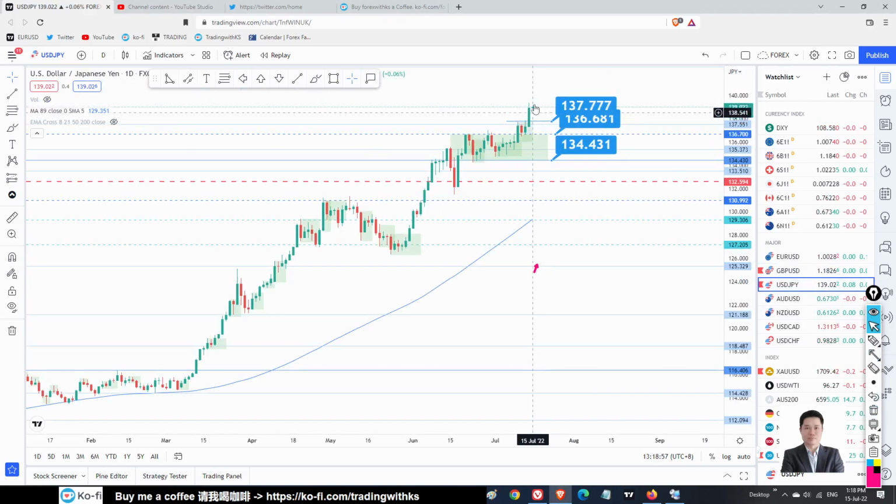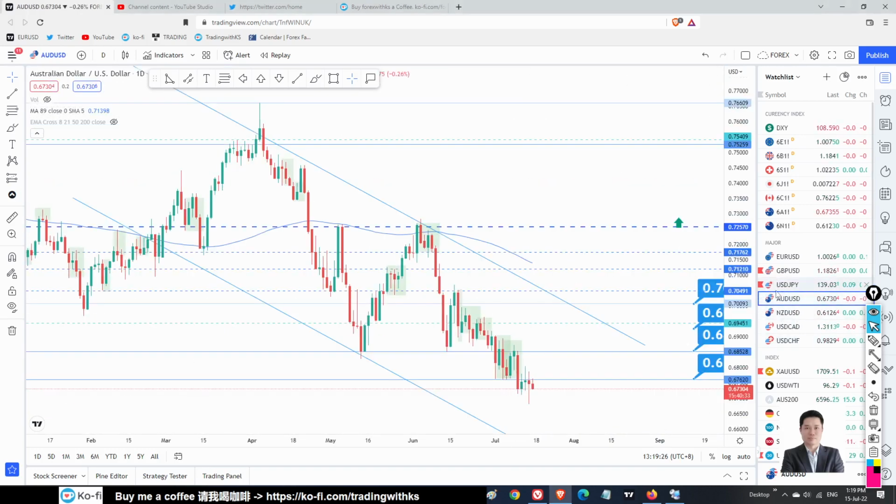USD JPY also, after it breaks through 137.777, the price is stopped here, but I do think there will be a bigger pullback. So this one continue watch and see. Not a very good pair to trade, but this is tradable. It could continue to go, or it could just go sideways a bit before it goes again. So this one tradable, but maybe not today, maybe wait for Monday.